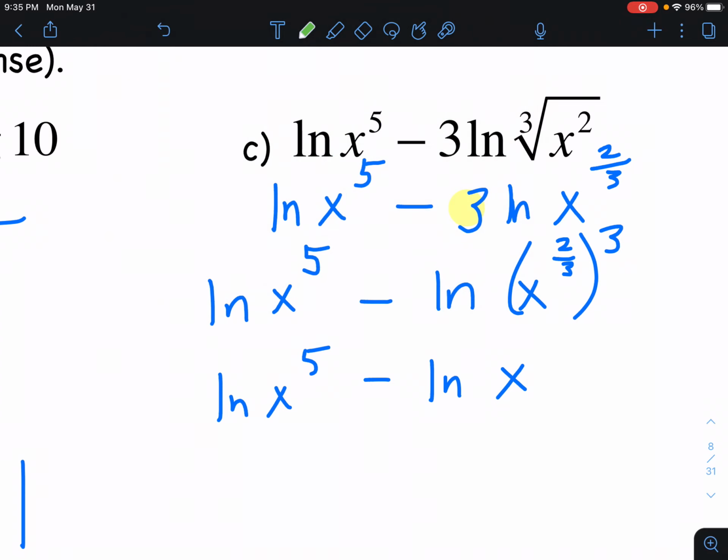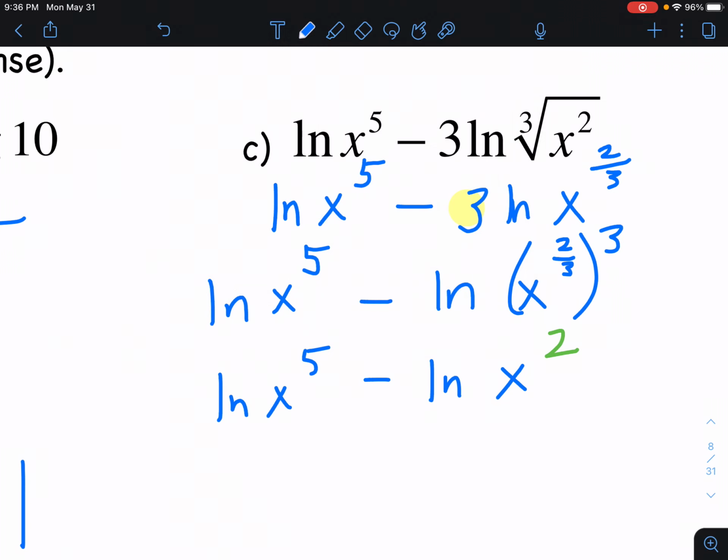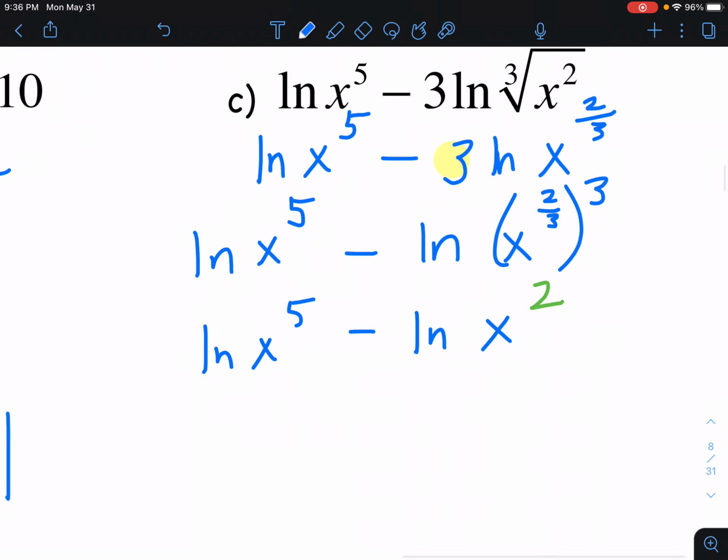So 2/3 times 3, 2 times 3 is 6, divided by 3 is 2. So 2/3 times 3 is 2. We had to do quite a bit of work there just to get this back into a normal looking log. Now, it's very simplified. Now we can use our new property, which is our quotient property.